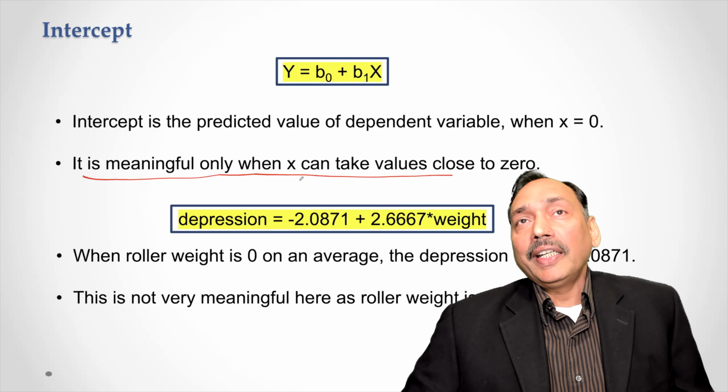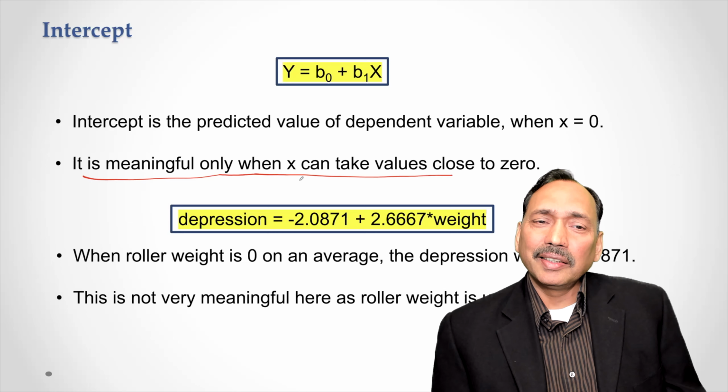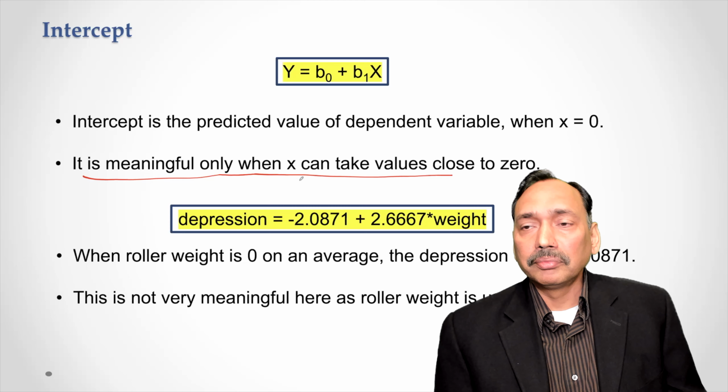But if it is not significant, then there is a choice, and then you see whether it makes sense that the x values can be close to 0 or not.